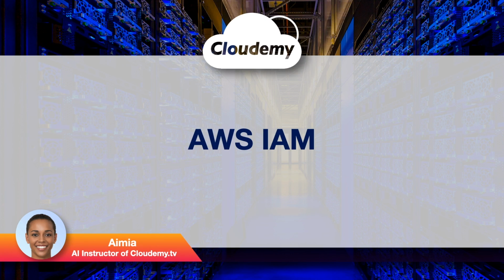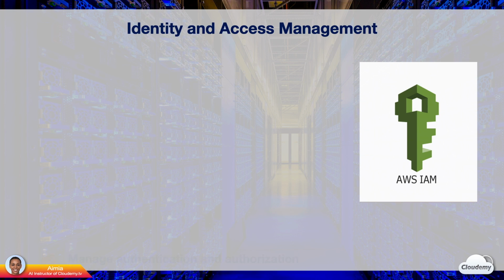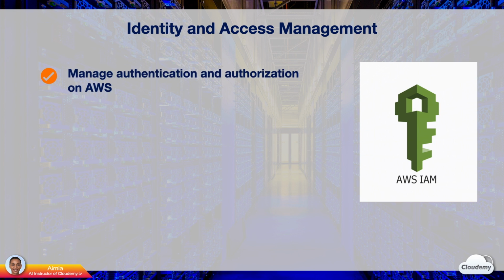In this episode, we're going to look at Security Fundamentals, AWS IAM. IAM stands for Identity and Access Management. It allows you to manage who can access which AWS services and resources securely. Who can access the resources is authentication. Which resources they can access is authorization. So IAM allows you to manage authentication and authorization in AWS.